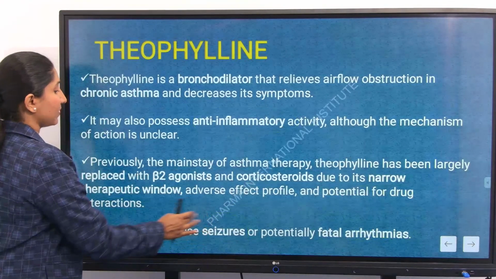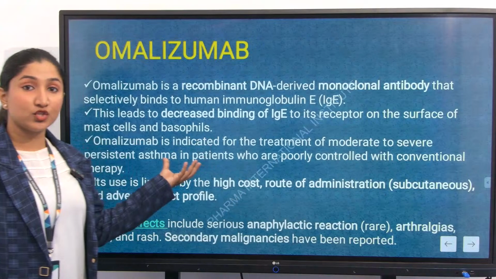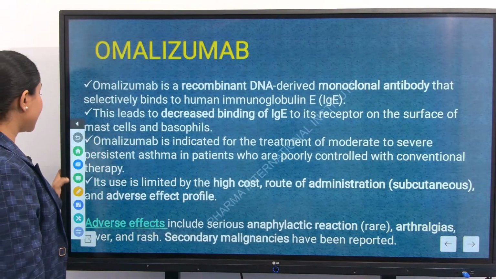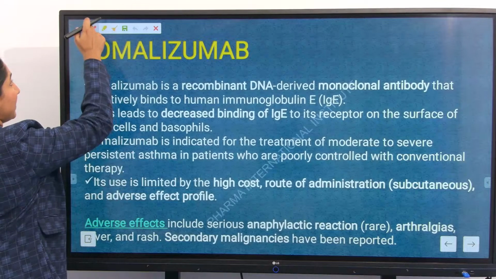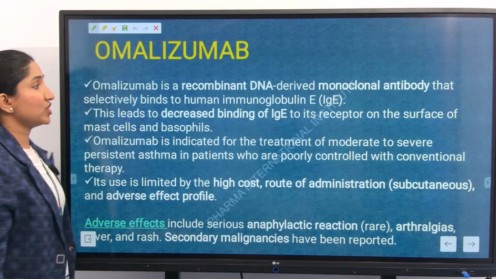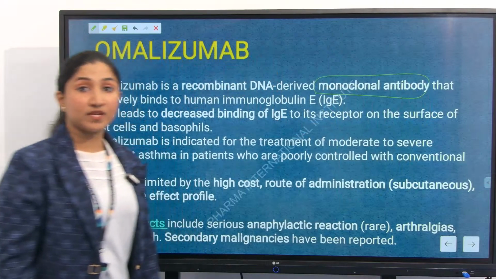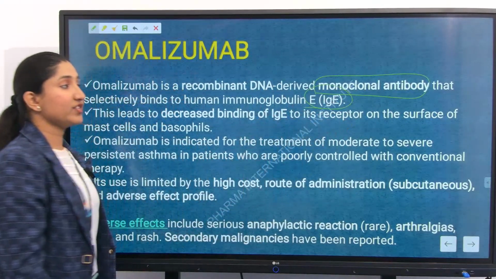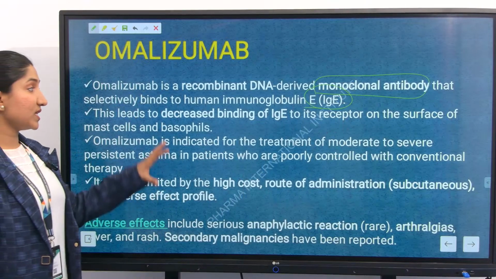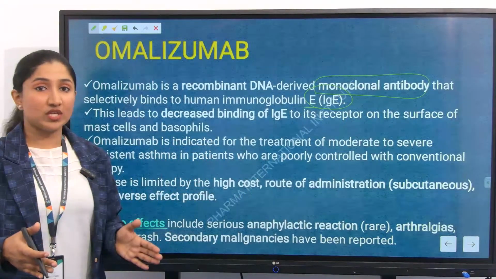Now, the next agent is omalizumab. We saw what it was. It is a monoclonal antibody, developed by recombinant DNA technology, that can inhibit the action of the IgE immunoglobulin. So what does this agent do? It helps in preventing the action of IgE immunoglobulin.